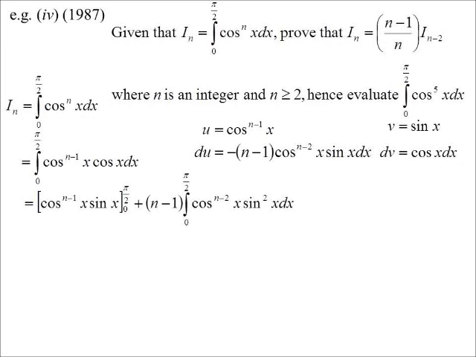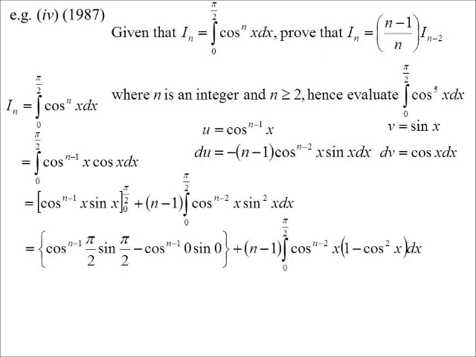Oh, that's nice. Look at the limits, 0 to pi on 2. Well, sine of 0 is 0, so that disappears, and cos of pi on 2 is 0 as well. So the square brackets, bang, that's all equal to 0. I'm just left with my integral here. What have we got? Cos^(n-2) times sine squared. But I can rewrite the sine squared as 1 minus cos squared.